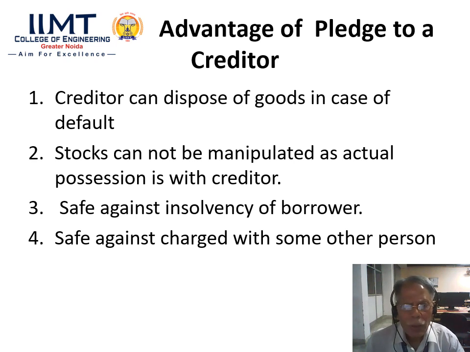That means the ownership of such goods bailed always remains with the creditor. So stocks cannot be manipulated as actual possession is with the creditor. Then safe against insolvency of borrower. If the borrower becomes insolvent, then it is safe. The creditor is safe against charges charged with some other person. So these are the four conditions which give four advantages which a creditor gets in contract of pledge.